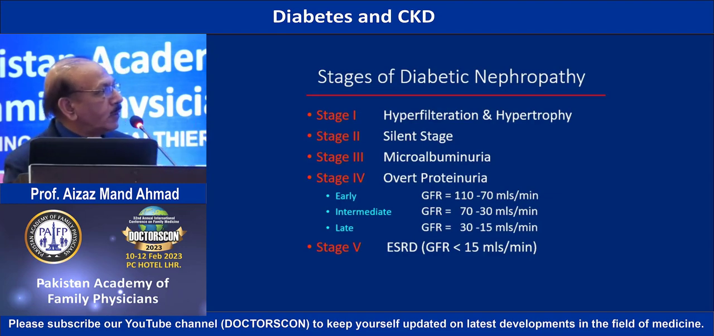So from 110 to just 70 is early, if the GFR is between 70 and 30 it is intermediate, and when it is between 30 and 50 it is called late stage 4. Every patient with diabetes is at least stage 1, because even if his GFR is normal, he is hyperfiltering and he's got hypertrophy of the organs. Stage 5 is when the GFR is less than 15, and we call it end-stage kidney disease, or CKD 5. When the patient cannot sustain life without the help of dialysis, it is called end-stage kidney disease.